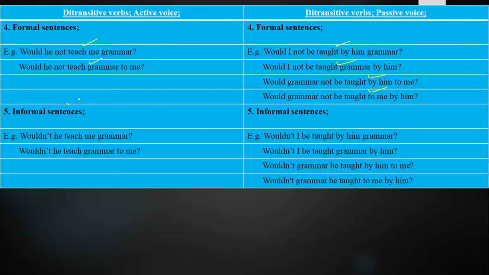Last we have the informal sentences, those sentences in which we ask a question and deny the statement in an informal way. Would not, the short form is wouldn't. Wouldn't he teach me grammar? Wouldn't he teach grammar to me? Wouldn't I be taught by him grammar? Wouldn't I be taught grammar by him? Wouldn't grammar be taught by him to me? Wouldn't grammar be taught to me by him?